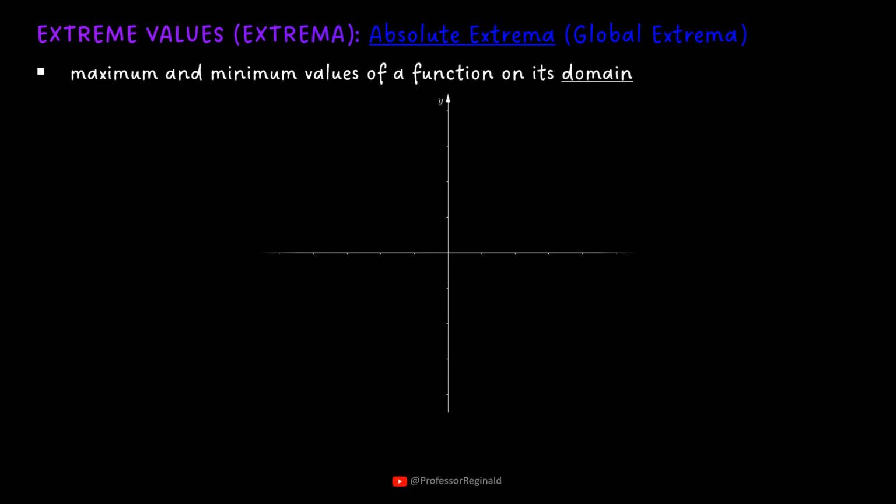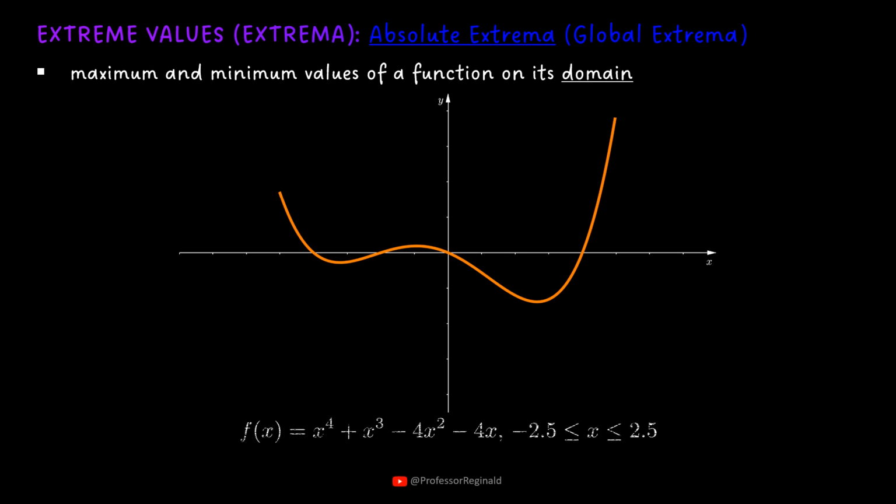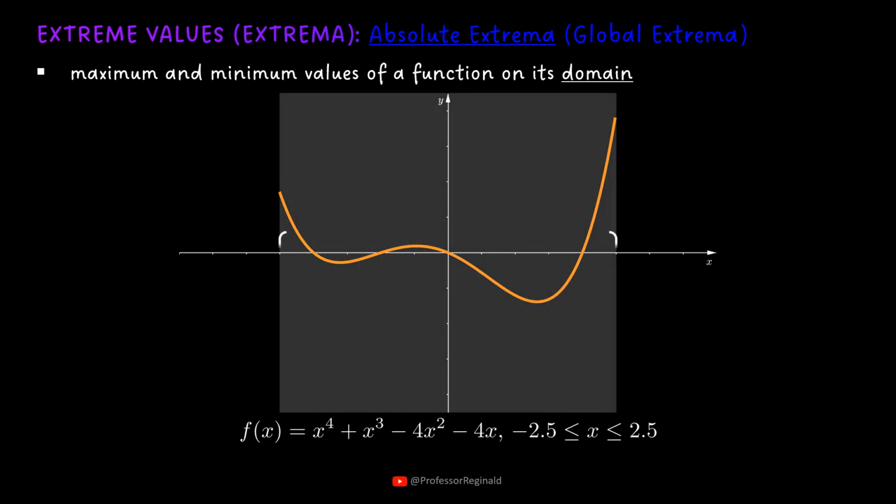As an example, please consider the graph of a function defined on a closed interval. The absolute maximum is the highest value of the function within its domain, or it is the highest point on the entire curve. Meanwhile, the absolute minimum is the lowest value of the function within its domain, or it is the lowest point on the entire curve.